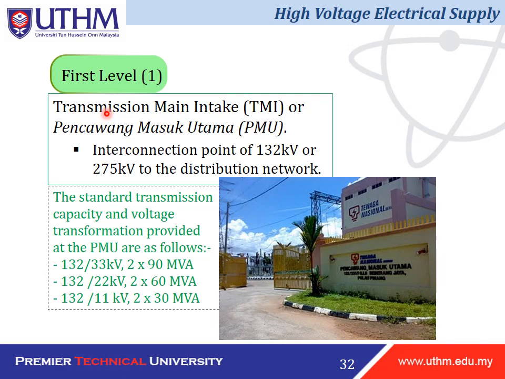Okay, the first level is called Transmission Main Intake TMI or Pencawang Masuk Utama PMU. TMI or PMU is the interconnection point of 132 kV or 275 kV to the distribution network. So this is the example of PMU at Seberang Jaya, Pulau Pinang. The standard transmission capacity and voltage transformation provided at the PMU are as follows. 132 kV step down into 33 kV, 132 kV step down into 22 kV, or 132 kV step down into 11 kV.